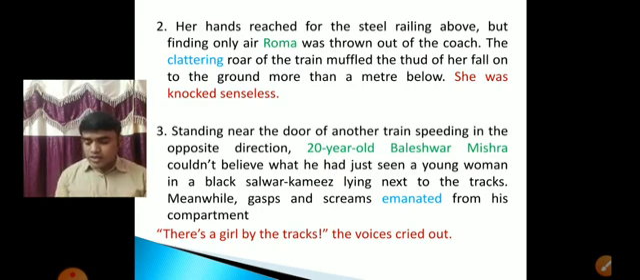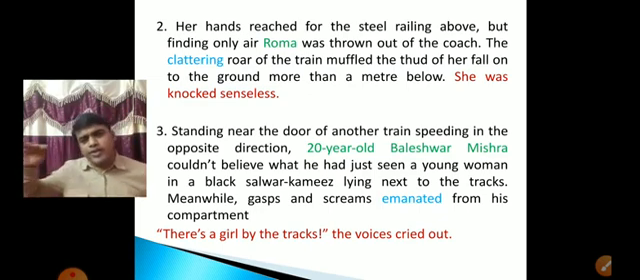Gasps and screams. A gasp is when we take a sudden, sharp breath. So gasps and screams emanated, in the sense that they came from his compartment.